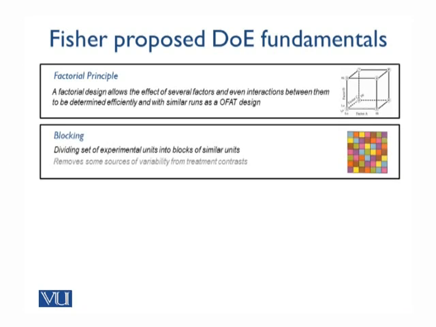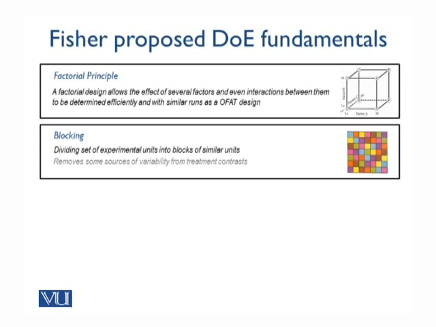The other basic principle is the usage of blocking, in which we divide the set of experimental units into blocks of similar units. We just gave an example of the medical study in which humans are blocked into different groups or different blocks. One block would be the block of males, the other block would be the block of females, because you expect that these blocks would differ in some sense. So the aim is that we remove some of the variability from treatment contrasts, and this is important when we want to compare different treatments.